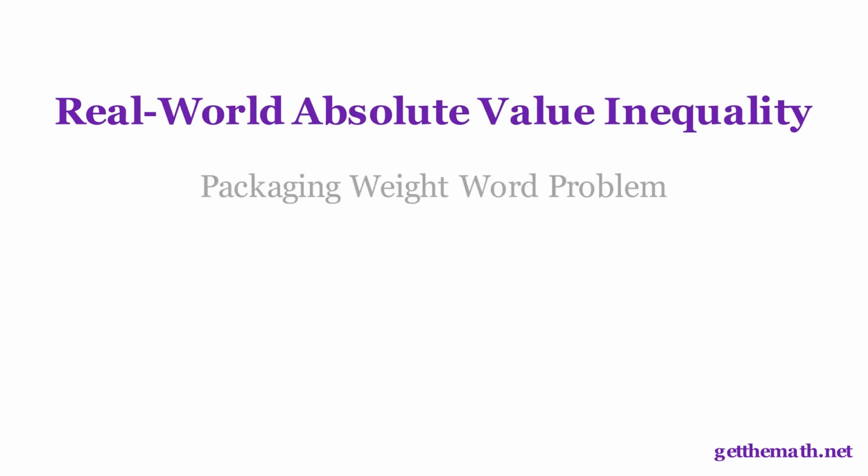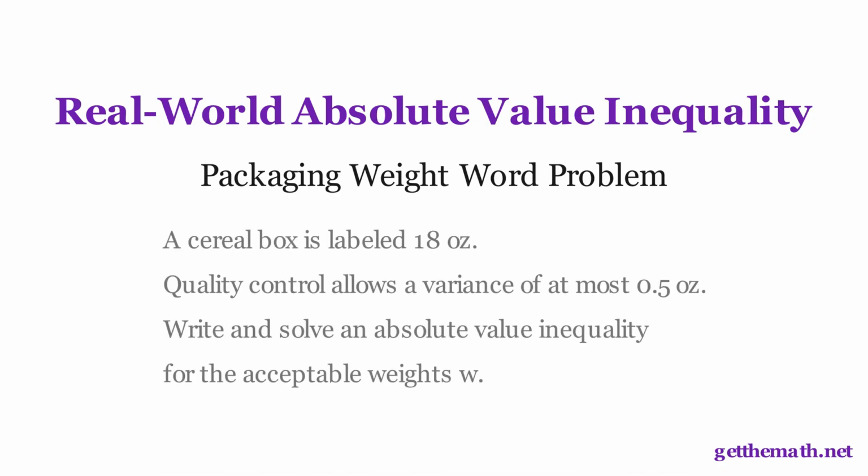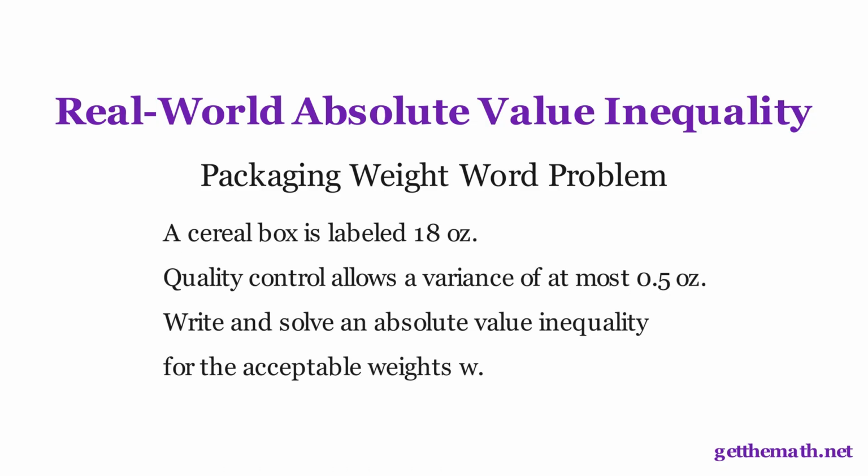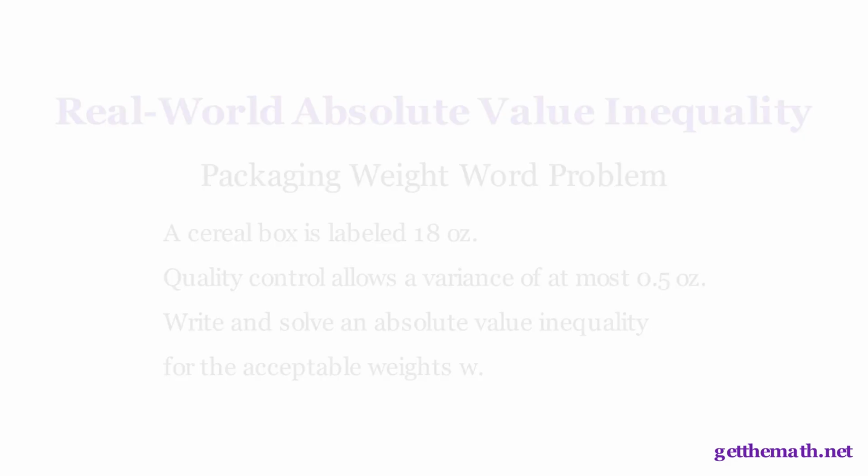Today we are solving a real-world absolute value inequality word problem. A cereal box is labeled 18 ounces. Quality control allows a variance of at most 0.5 ounces. Write and solve an absolute value inequality for the acceptable weights W.